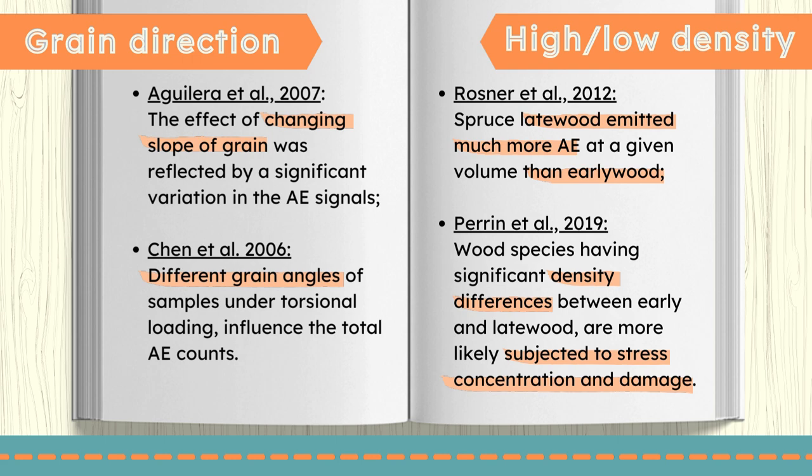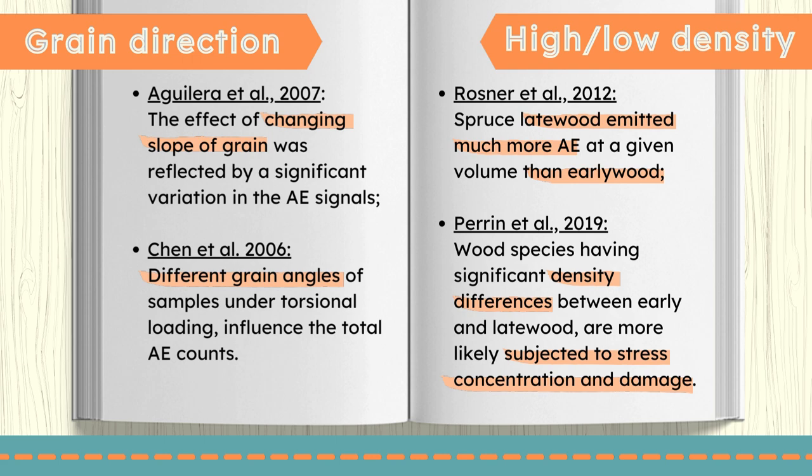On the right, the attempt to obtain information about the influence of high-low density tree rings on the variation of acoustic emission parameters produced little information, coming from few documents. In particular, Rosner et al. in their experiments found that spruce latewood emitted much more acoustic emission at a given volume because the tracheid number was higher than in spruce earlywood, and this was proved by the acoustic emission count rate that appeared to be generally higher in latewood.